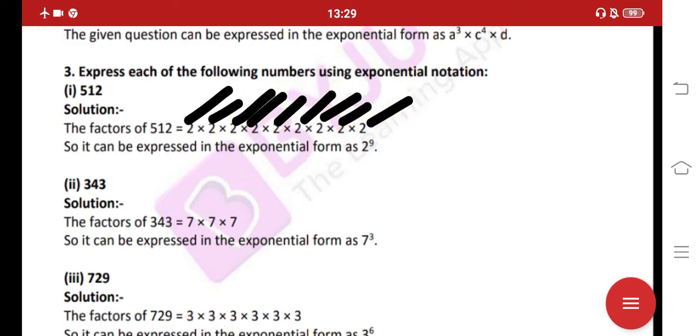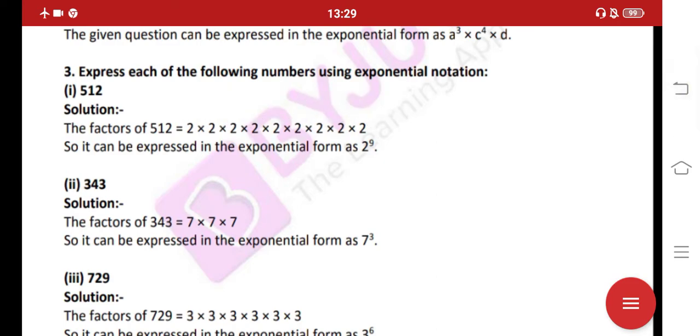So after doing prime factorization you will easily get the factors of 512. Now exponential form. So 2 is written how many times? 2 is written 9 times. So we will write 2 to the power 9. Same you have to do with 343.